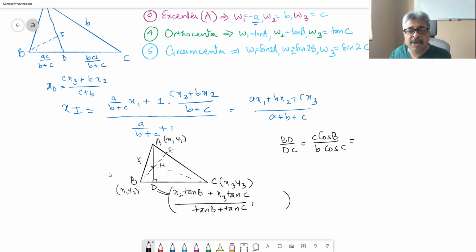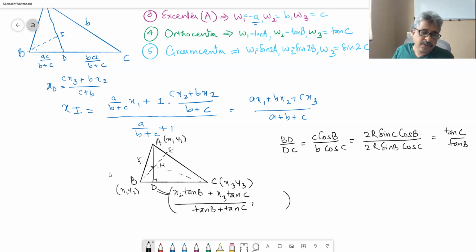Now, if I replace C by 2R sine C, cos B upon 2R sine B cos C, that is, 2 cancels, R and R cancel. This is tan C upon tan B. So BD upon DC is tan C upon tan B. Therefore, D is x3 into tan C plus x2 into tan B upon tan B plus tan C. So do you understand now why D is like this?